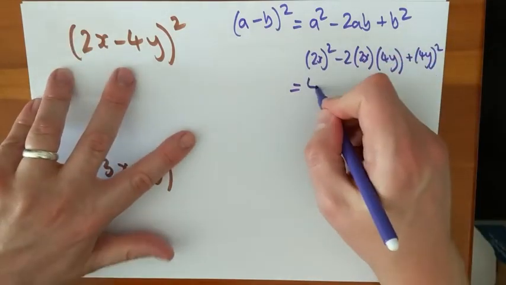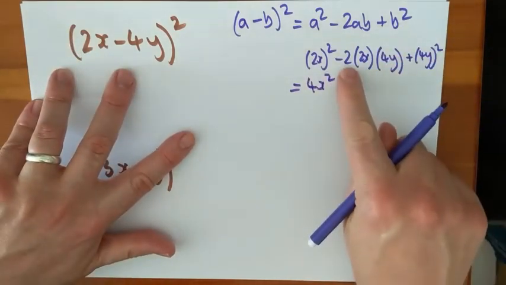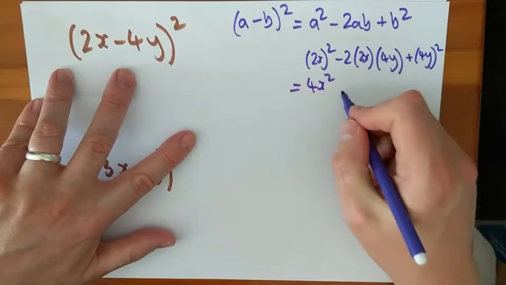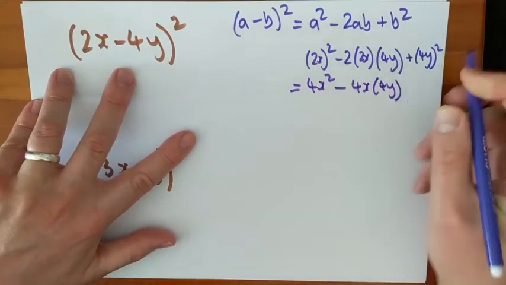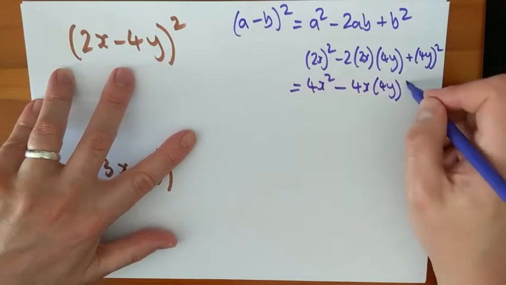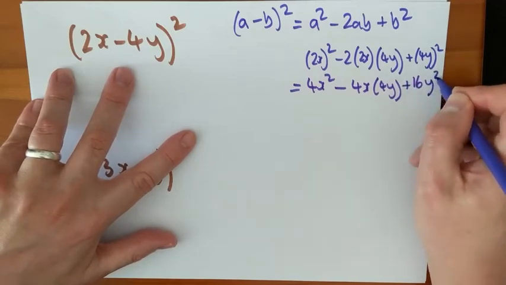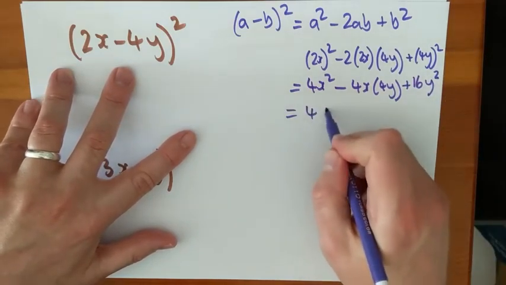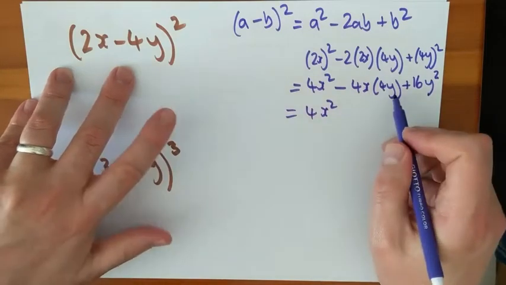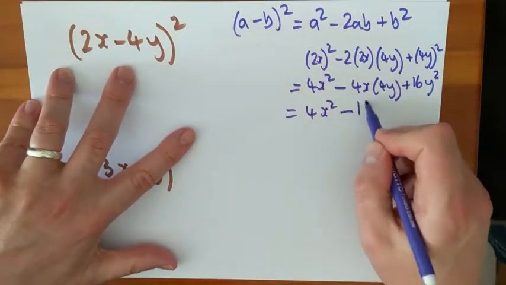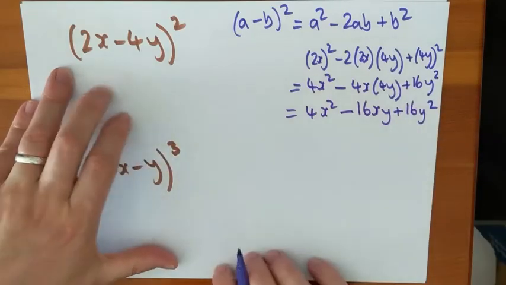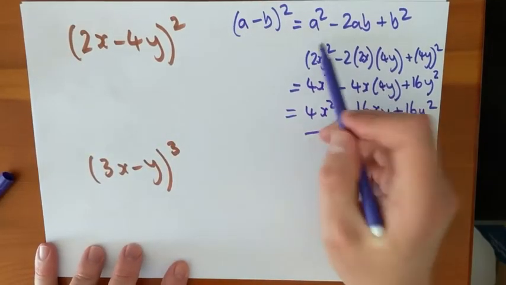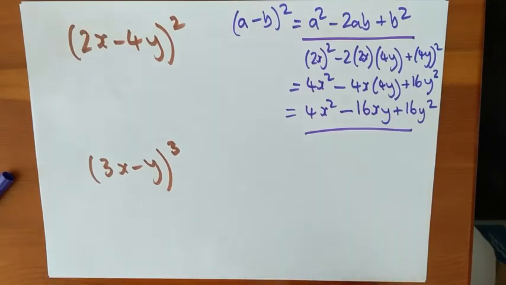2x squared is 4x squared. 2 times 2x would give me 4x. I've still got to multiply that by 4y. At the back, 4y all squared would give me 16y squared. And just to tidy up the bit in the middle, I would have minus 4x times 4y would give me minus 16xy plus the 16y squared at the end. And so this pattern helps us just to quickly put things in the right place, simplify it, get your answer.